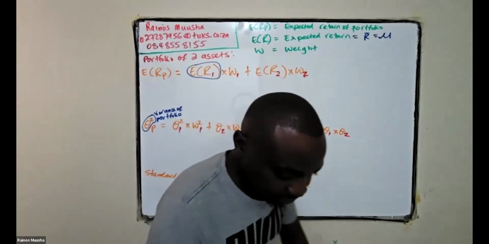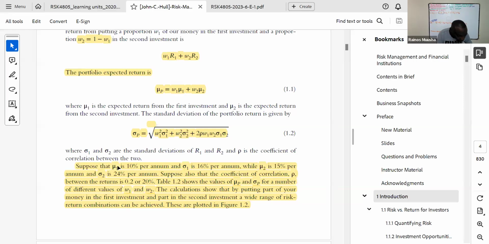So going back to the question, they say, suppose mu1 is equal to 10% per annum. So suppose the expected return of asset 1 is 10% per annum, and the standard deviation of asset 1 is 16% per annum, while mu of asset 2, which is the expected return of asset 2, is 15% per annum, and the standard deviation of asset 2 is 24% per annum.